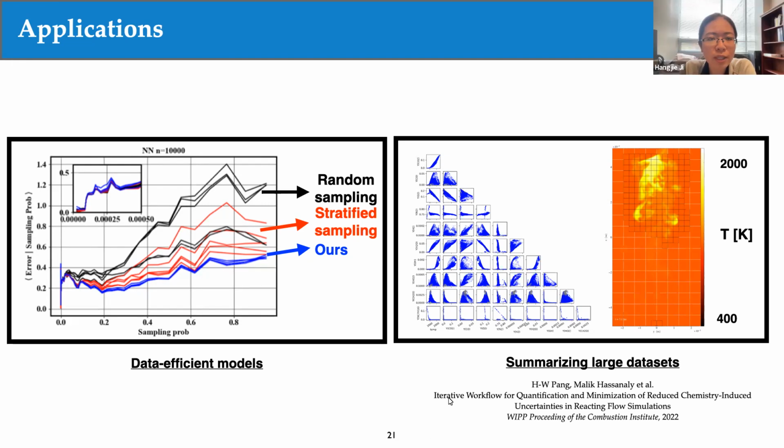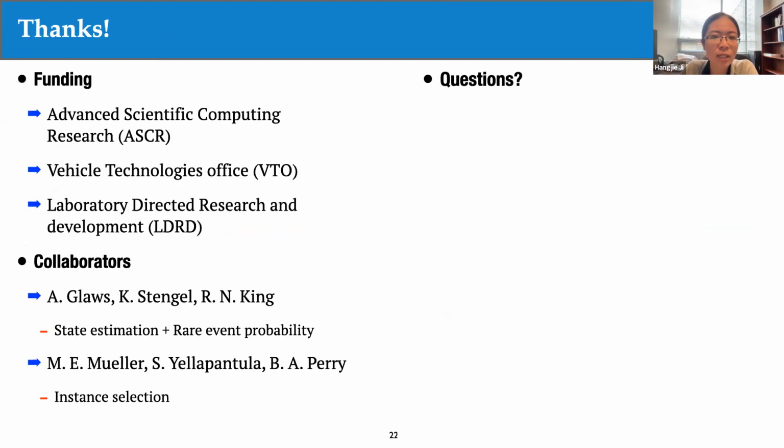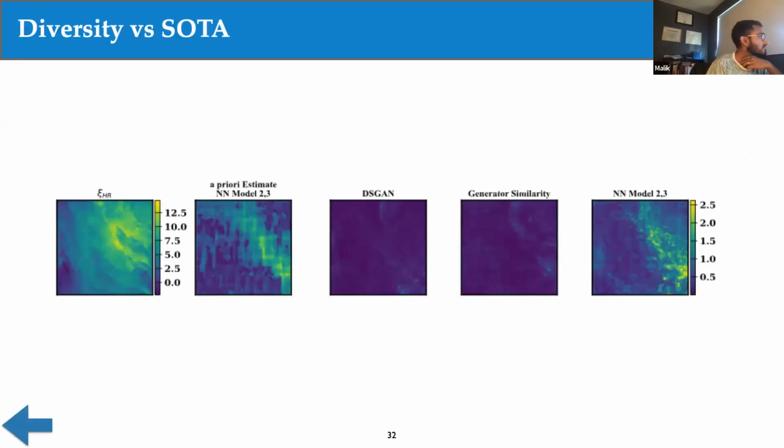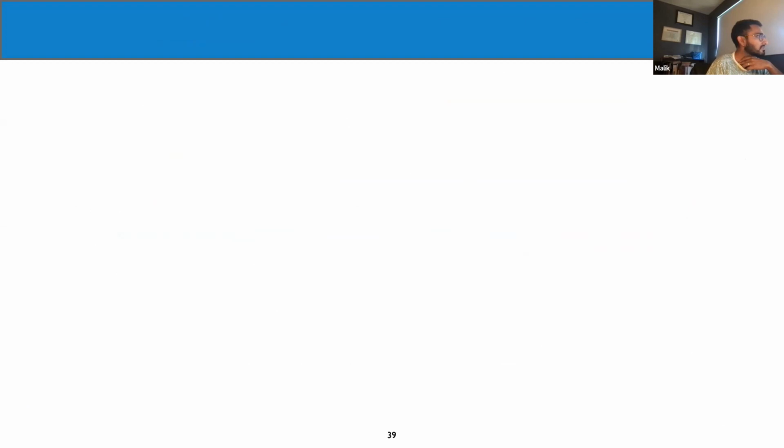Can I ask a question, Malik? Yeah. Can you comment a little bit on the computational cost of your downsampling strategy against the random sampling? I guess since you need to follow the algorithm, which seems a little bit complicated, how does that compare in terms of the cost? So I think I have something around this.